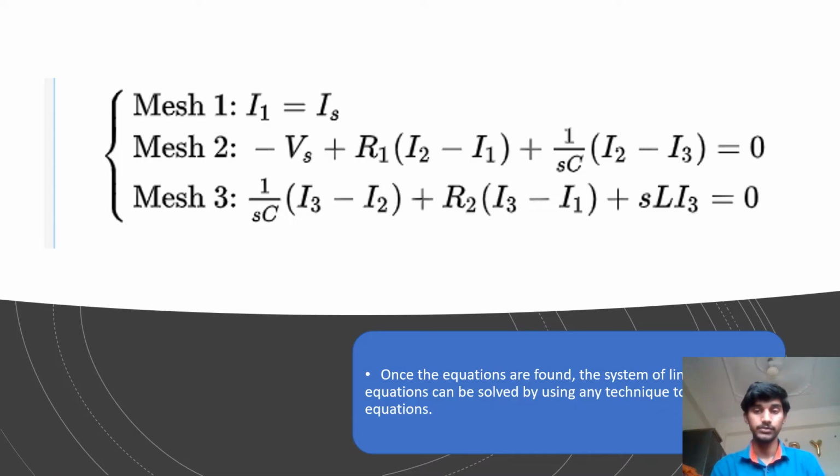Once the equations are found, the system of linear equations can be solved by using techniques to solve linear equations. Here we can see, mesh 1: I1 is equal to Is. Mesh 2: minus Vs plus R1 into (I2 minus I1) plus 1 by Sc into (I2 minus I3) is equal to 0. And mesh 3: 1 by Sc into (I3 minus I2) plus R2 into R3 (I3 minus I1) plus S L I3 is equal to 0. These will be the equations for mesh 1, mesh 2 and mesh 3 respectively.